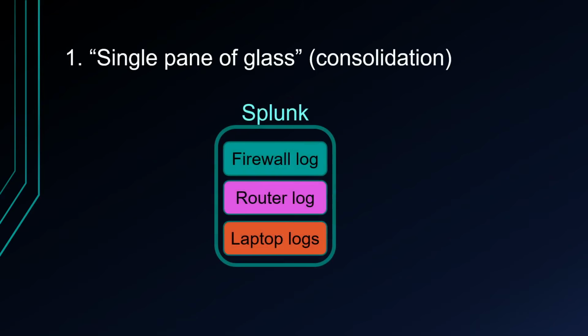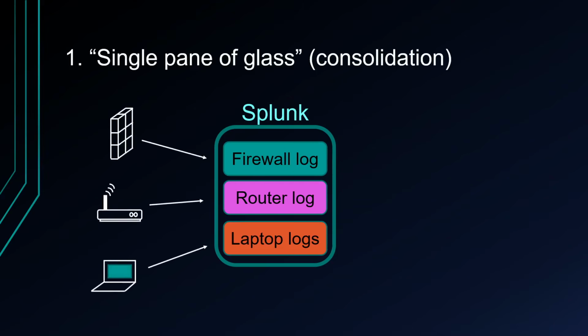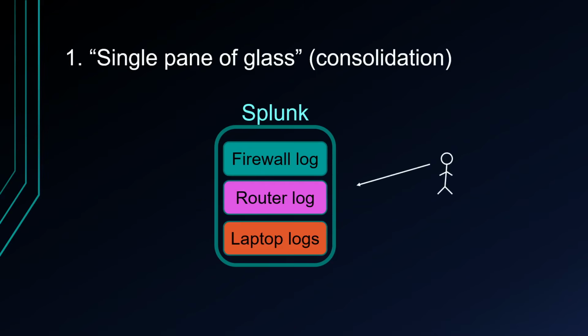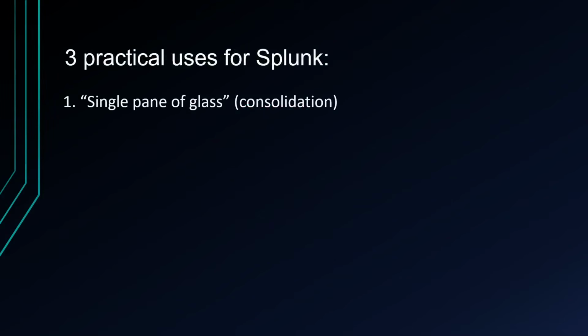So to make it easier, we'll just use Splunk. We'll just forward or copy all of those event logs to Splunk. So we'll send event logs from your firewall, from your router, from your laptop, send them all to Splunk, and then we'll just log into Splunk with one username and password. Way easier, isn't it? So that covers a single pane of glass. And obviously, consolidation is going to make viewing all the event logs for your network a lot easier.